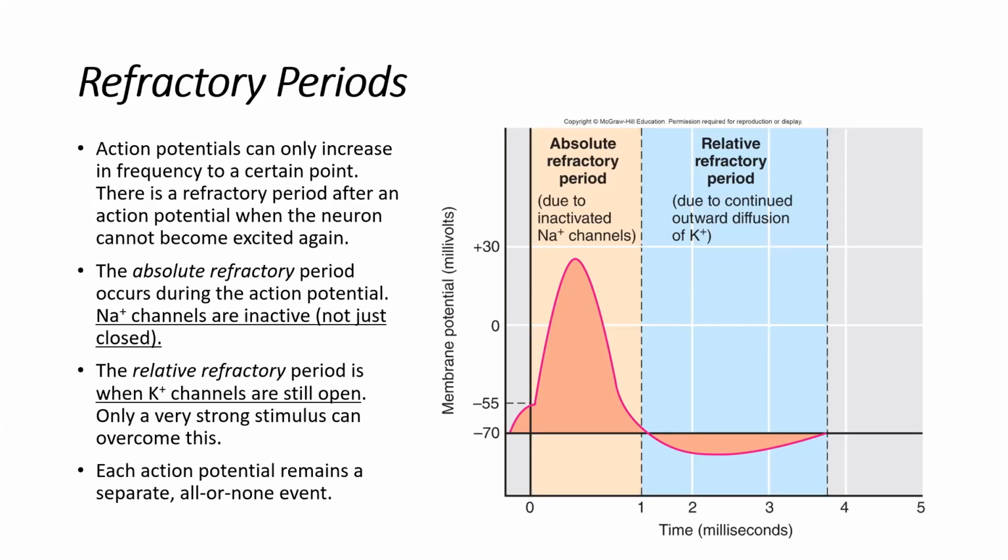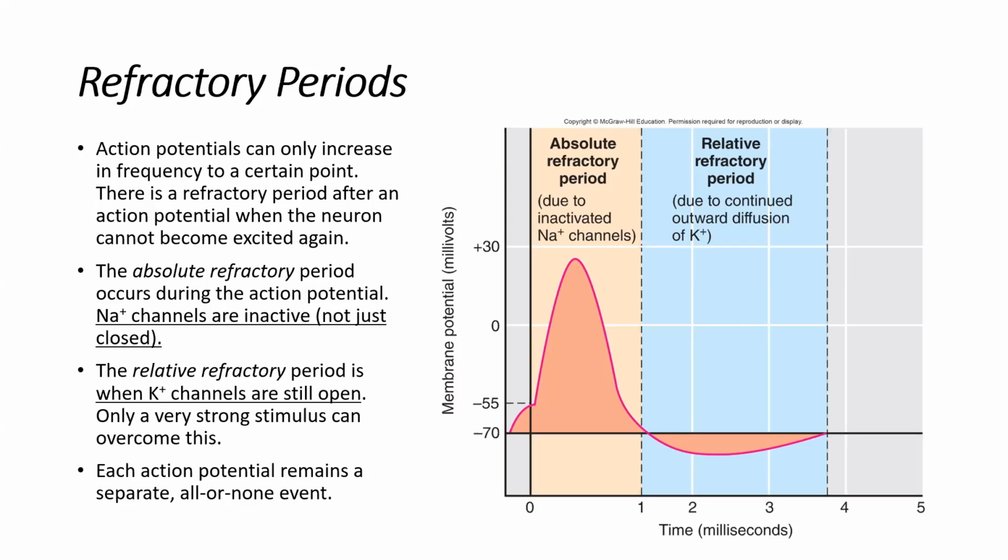And so kind of just going into the point that I was just making, action potentials can only increase their frequency to a certain point, right? Because we cannot fire an action potential while an action potential is going on. We also cannot fire another action potential immediately after one action potential has been completed. Okay, and so there's a period there where the cell cannot be excited again, no matter how strong the subsequent stimuli is. And so there are 2 periods here.